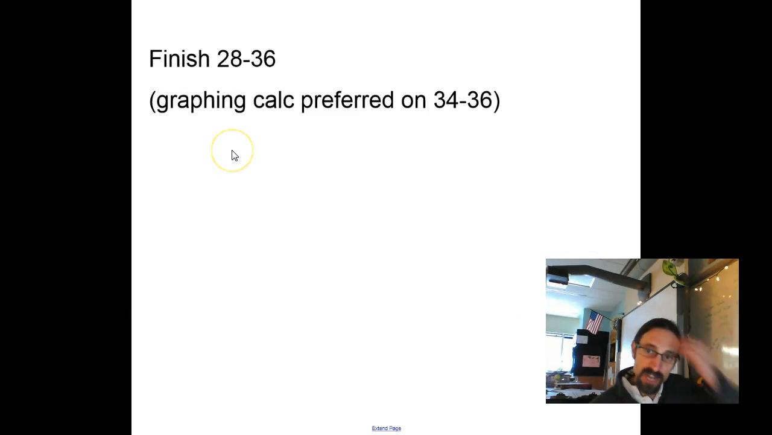So please finish those problems 28 through 36. It'd be better to have a graphing calculator on 34 through 36. So if you want to do those problems now, you can. And if you have any questions, let me know how we can help.